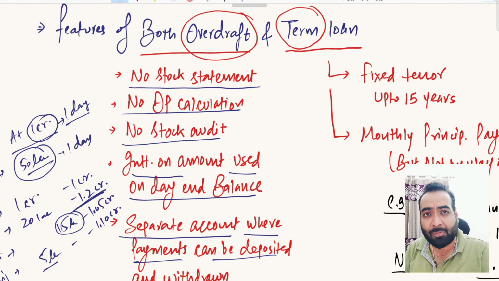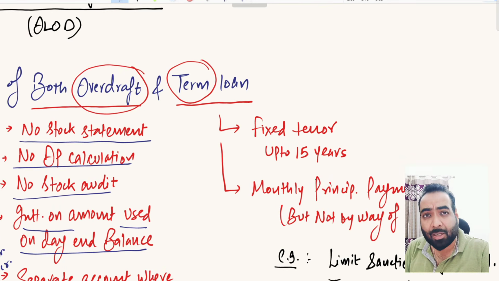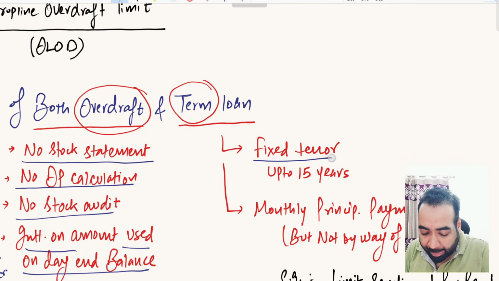But what are the features of term loan that are involved in DLOD? That is where the difference comes between the overdraft and drop line overdraft facility. So like a term loan, the drop line overdraft limit has a fixed tenure. This is the main difference. In overdraft limit, your limit is given for 12 months or payable on demand. It usually goes on perpetually, but not in the case of drop line overdraft. Drop line overdraft is given to you for a fixed tenure that can be 7 years, 10 years, going up to 15 years as well.